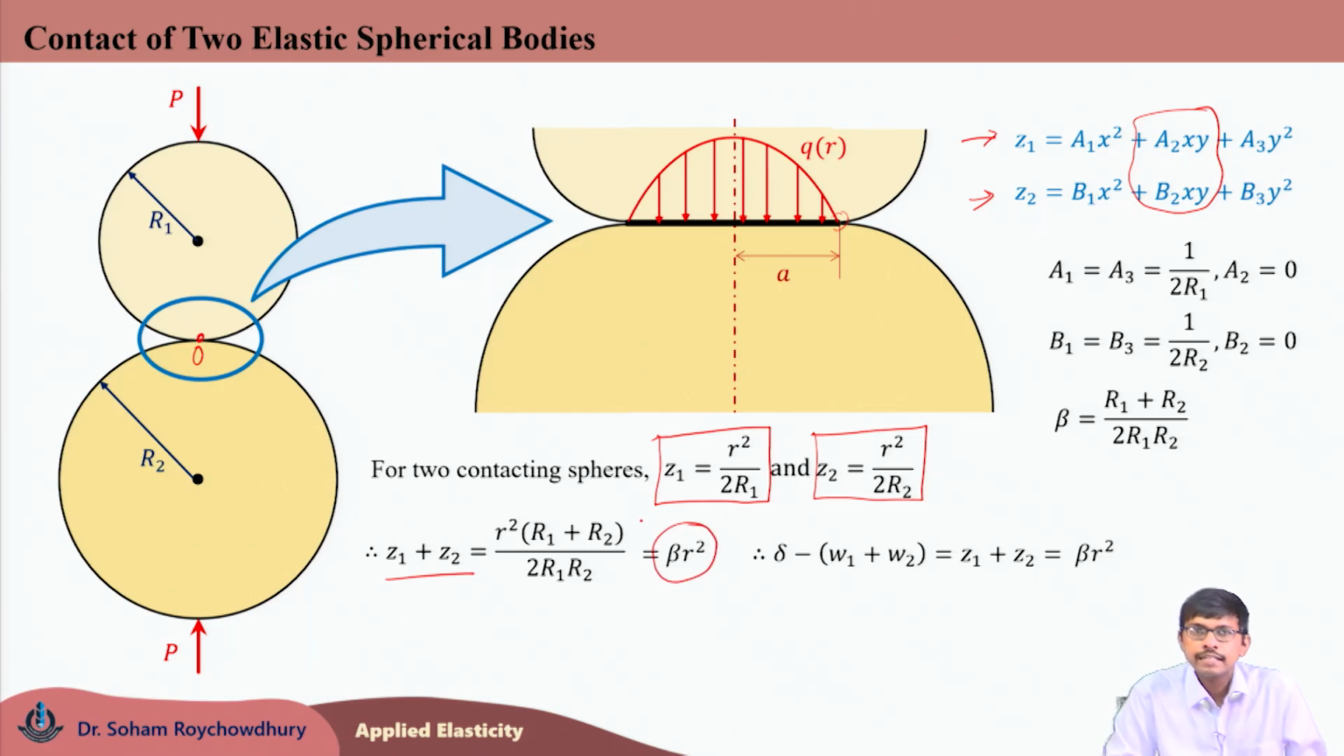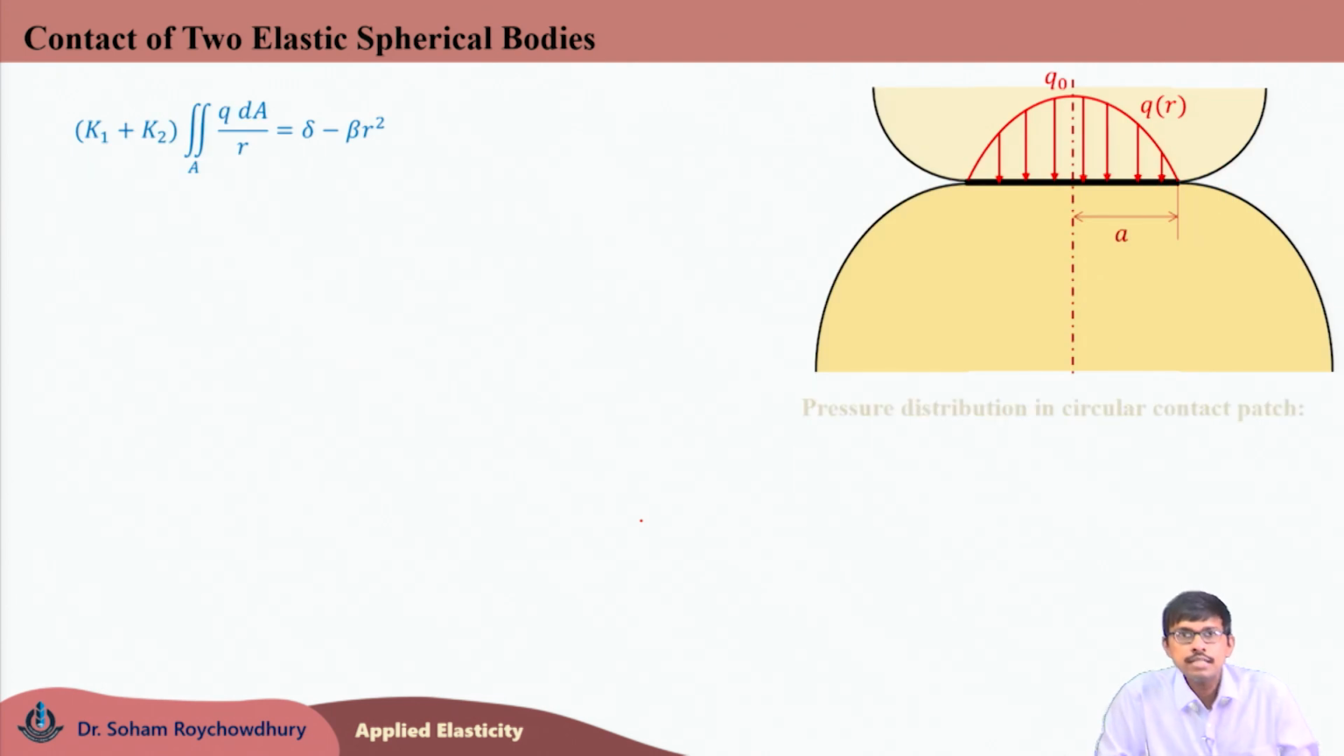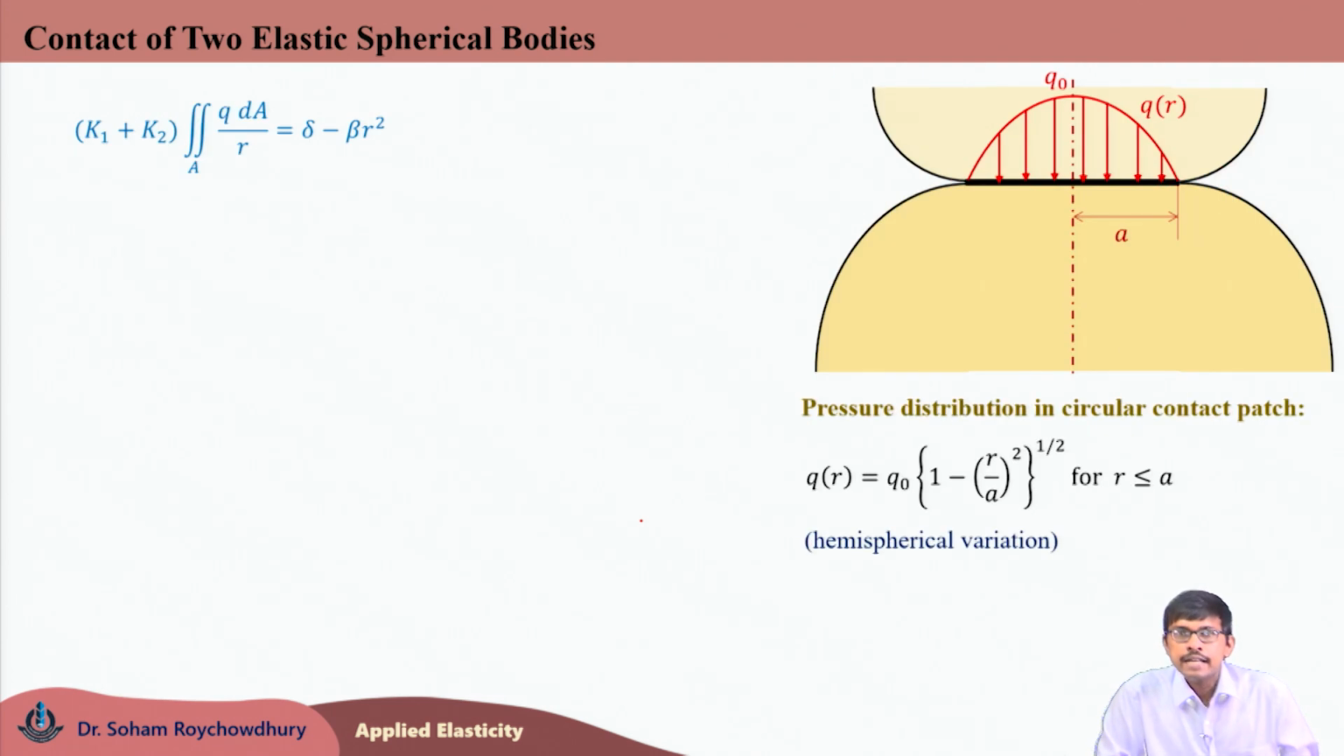So, hence delta minus W1 plus W2 would be equal to beta R square, and we can write W1 and W2 in terms of this integral using the Boussinesq theory, which is K1 plus K2 times integral Q dA by R integrated over the total area equals delta minus beta R square. So, this is the governing equation for the present problem, from which we need to find out the pressure distribution Q and delta.